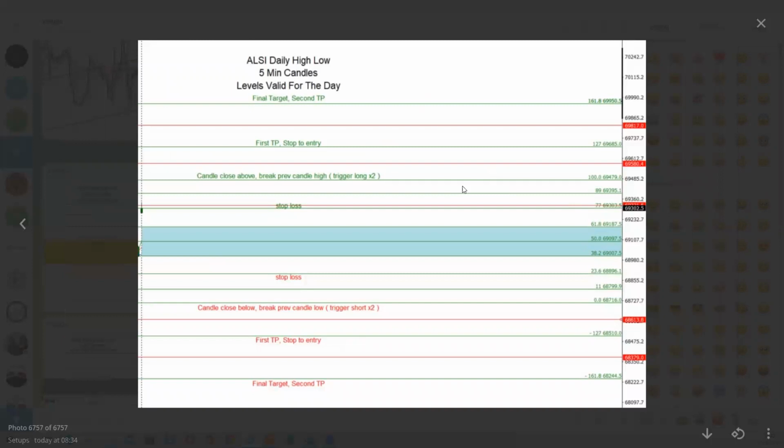The Aussie daily high-low currently between levels of 77 and 89. If you look at the moving averages, it's above 21, above 50. That's indicating trend is up. So what I'm looking for now here is a candle close above the 100 level, break previous candle high to aim for that 127 first TP, 161.8 second TP, and stop loss being at 77. Remember, guys, same rules apply with the red lines.